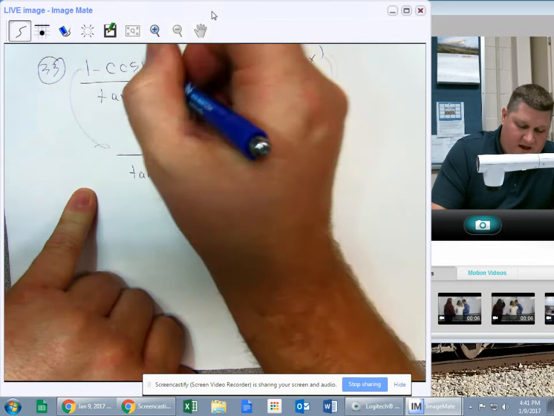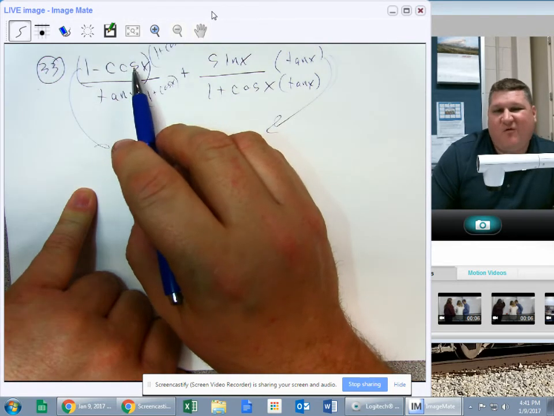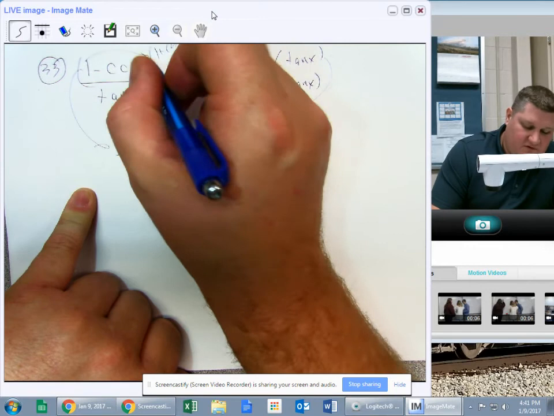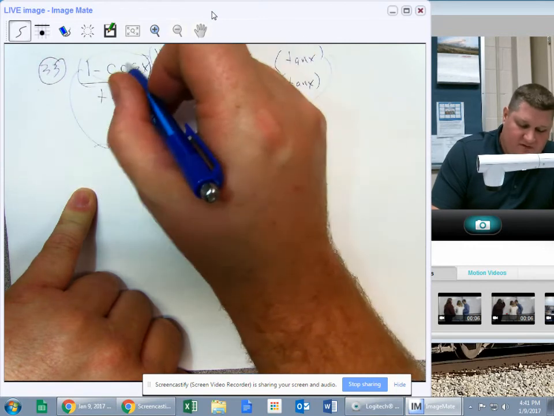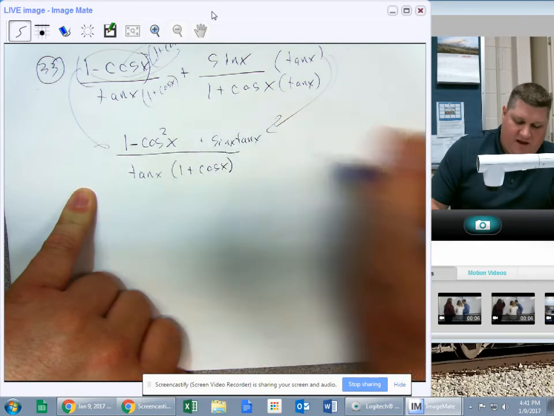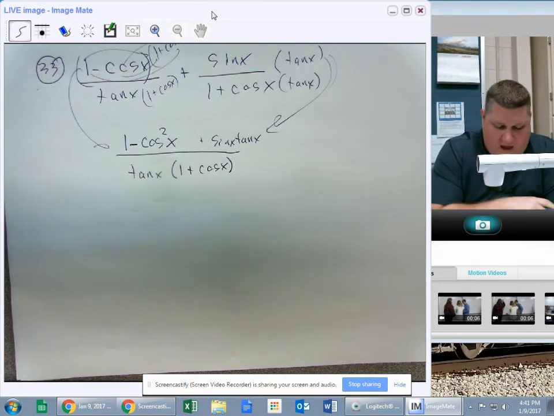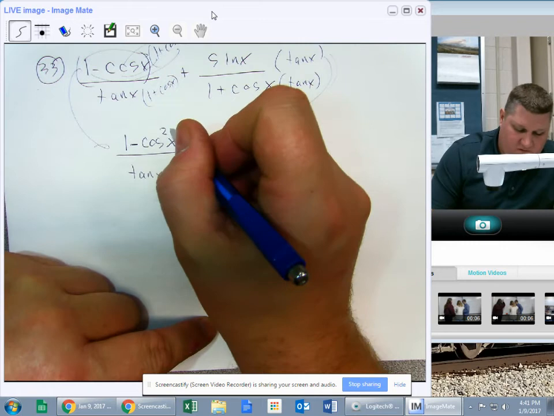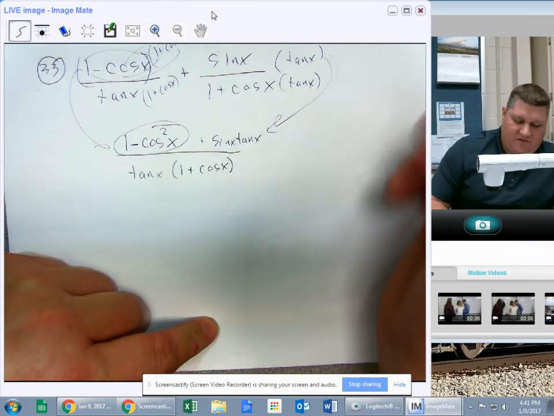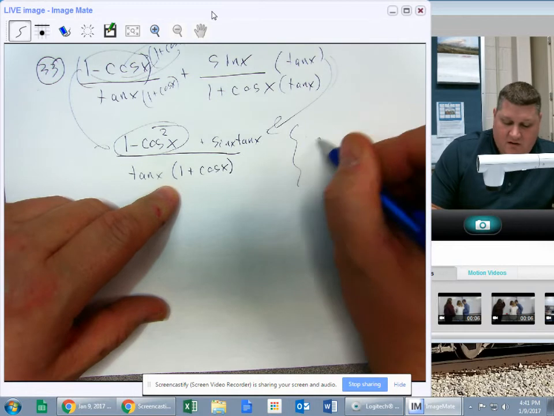Now, this one, I have a 2-part times a 2-part, and a 2-part times a 2-part means I'm going to have to FOIL. So if I FOIL first times first, outer times outer, inner times inner, last times last, means I have 1 minus cosine squared x. Okay. Well, 1 minus cosine squared x is going to be something. But let's not get ahead of ourselves.